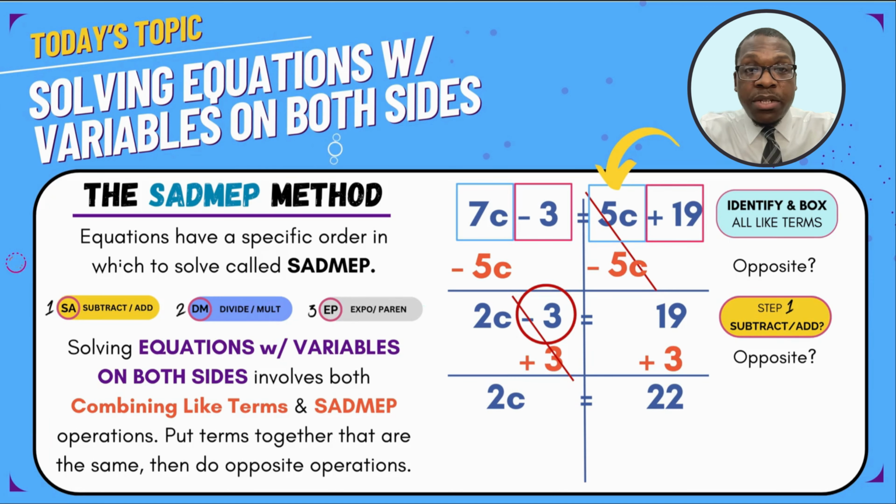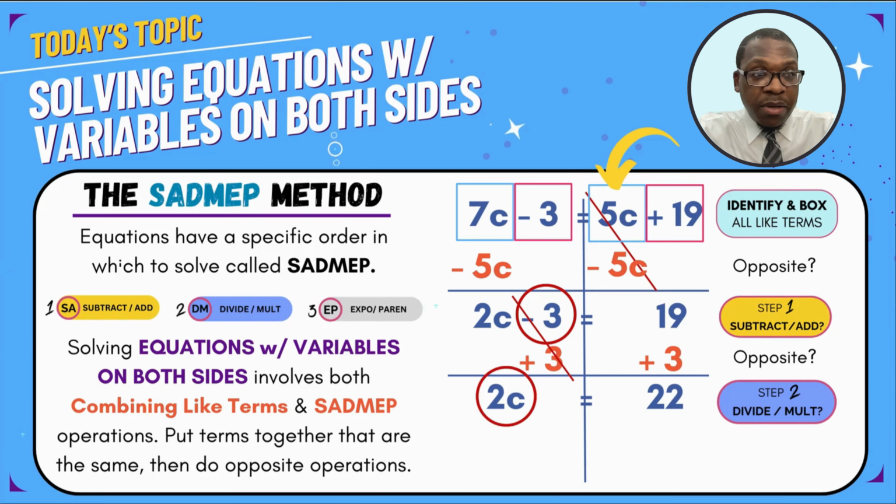Now, we will go to step 2 in SADMEP, which is, do we see any division or multiplication? When we have 2c equals 22, a number next to a variable means multiplication. Whenever you see multiplication, we know the opposite of that would be division. The opposite of multiplying by 2 would be dividing by 2. So I will divide this side by 2, and I'll divide the other side by 2. The two 2's cancel themselves out. And that leaves us with our final answer of c equals 11.